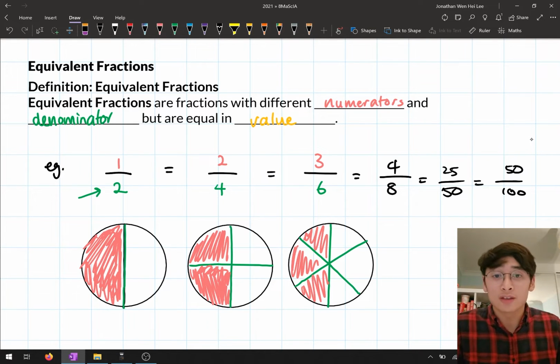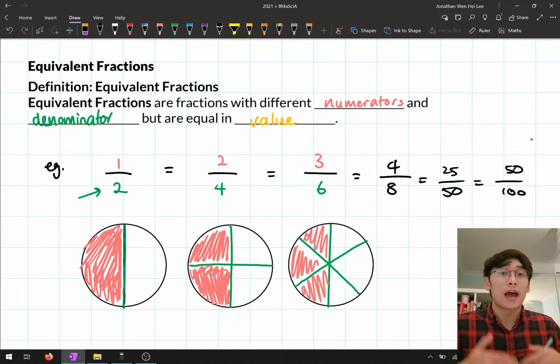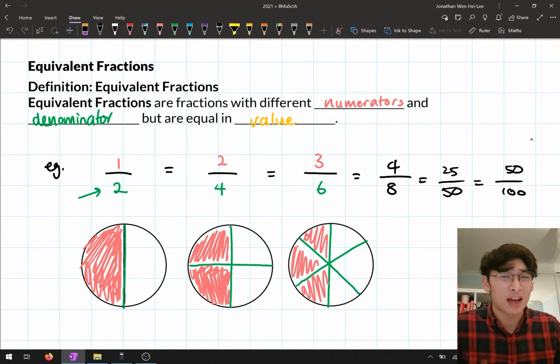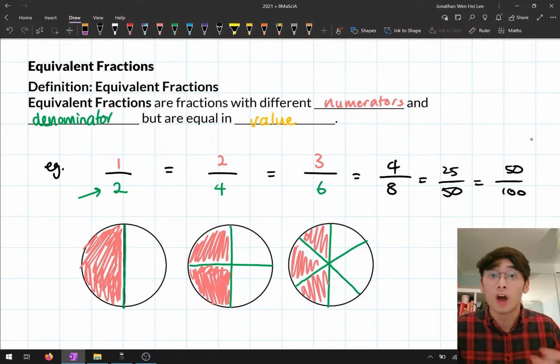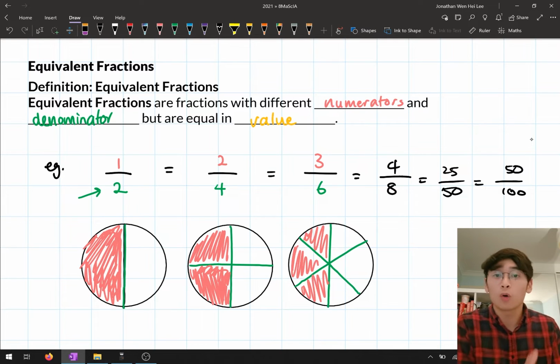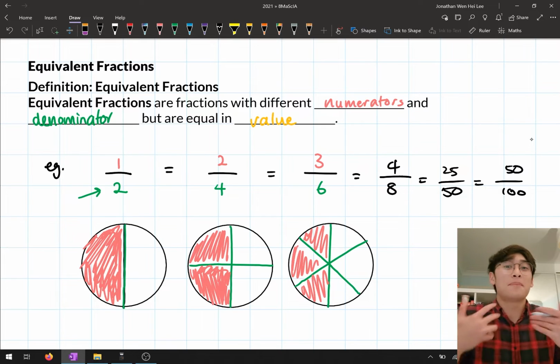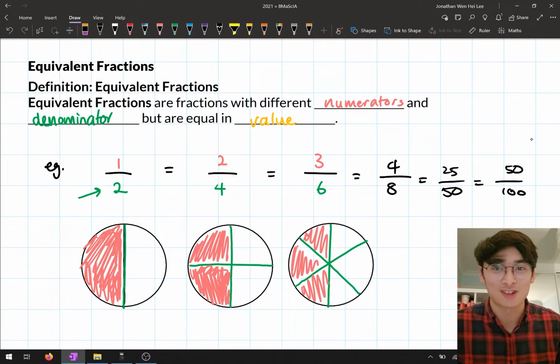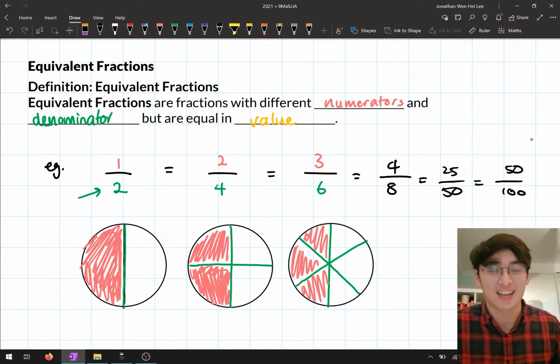The reason we need to know this is because when we're operating with fractions, which we're going to cover in the next lesson after this, we need to sometimes make our denominators the same. And so we can actually convert our fractions from one fraction to another fraction, because they are equivalent fractions. And so that's what we're going to be doing in this next section.